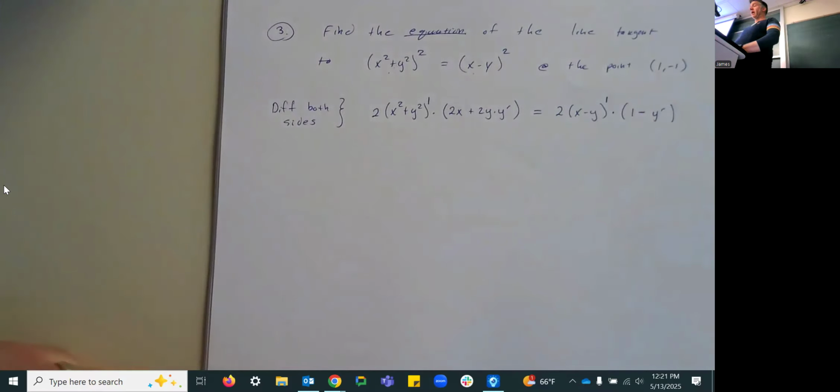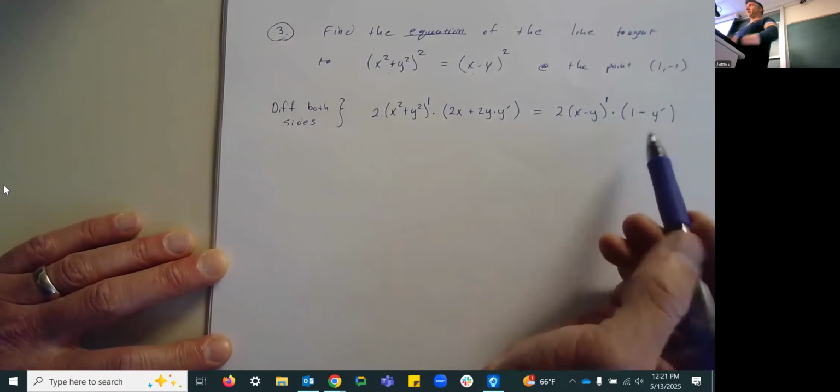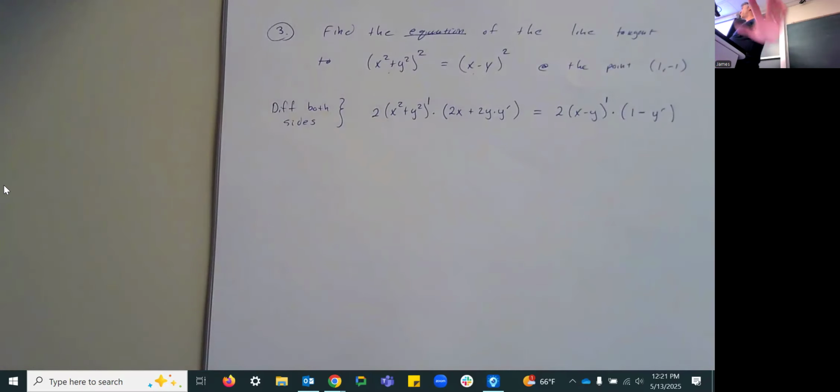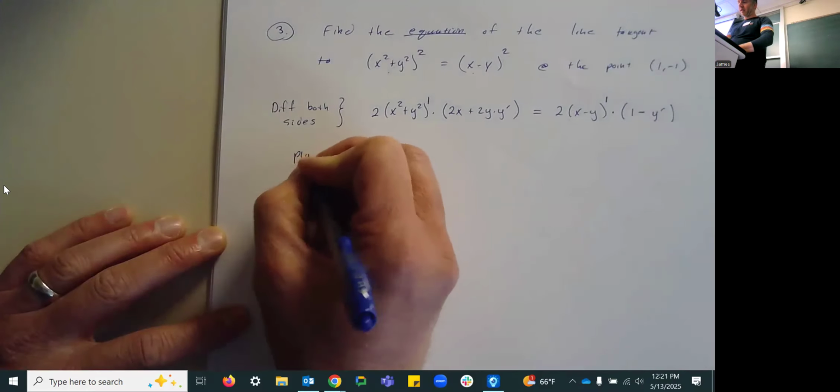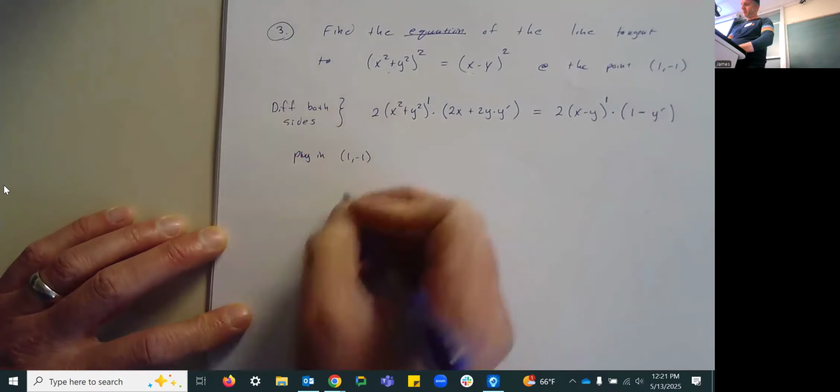And really, this one is an excellent example of how terrible it would be to actually solve for y prime first. To solve for y prime, you'd have to FOIL this left side out and then FOIL this right side out and then group. It's awful, awful, awful, awful. We don't want to do that if we don't have to. We don't have to. We're going to plug in x equal to 1 and y equal to -1.